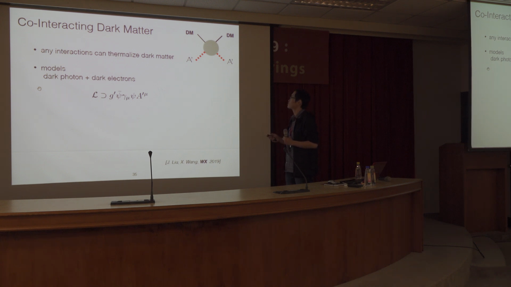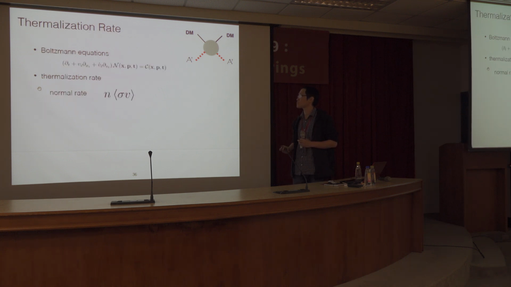If I have dark photon, they also can be thermalized. As I said, the thermalization can be different from normal things, because any interaction can thermalize dark matter or other things. The model I choose has dark electron and dark photon, and they are both stable and become dark matter candidates. At the same time, one is 10%, the other is 90%, or one is 1% and the other 99%, depending on the model you like. Then we compute the thermalization rate.